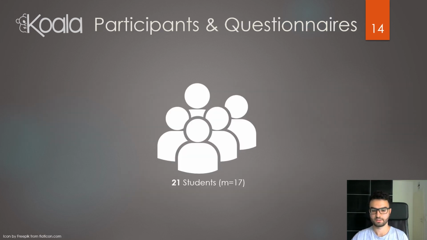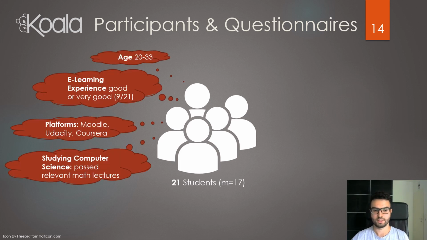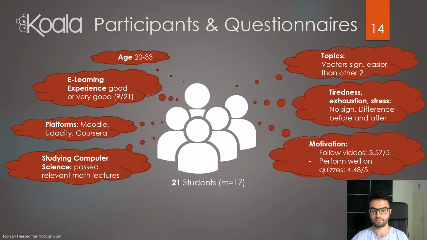As participants, we had 21 students, 17 of them male. They were studying computer science, so we ensured that they had already passed the relevant math lectures so that they have a comparable background in the topics that we chose for our experiment. They are of course rather young. Half of them had good or very good e-learning experience on different platforms. They found that the topic vectors is significantly easier than the other 2 topics.